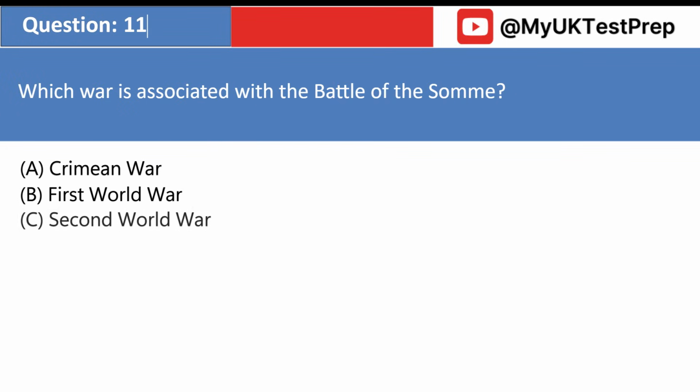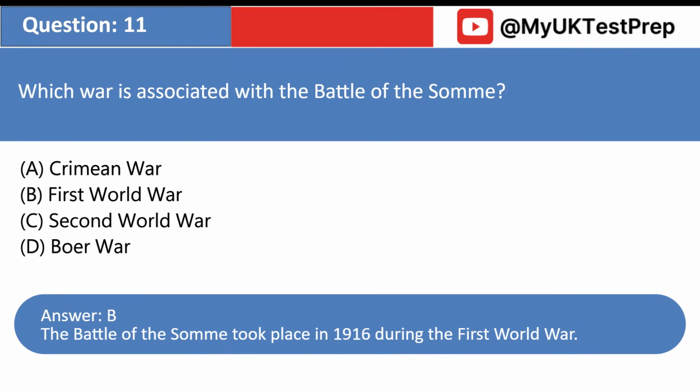Which war is associated with the Battle of the Somme? A. Crimean War. B. First World War. C. Second World War. D. Boer War. Answer: B. The Battle of the Somme took place in 1916 during the First World War.